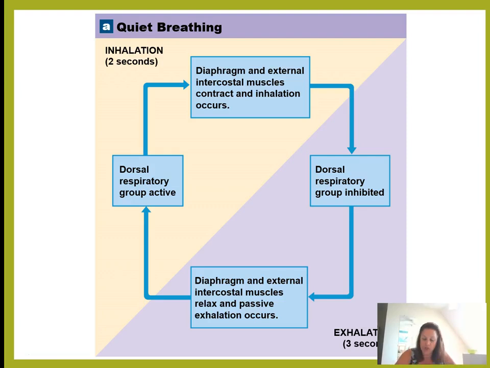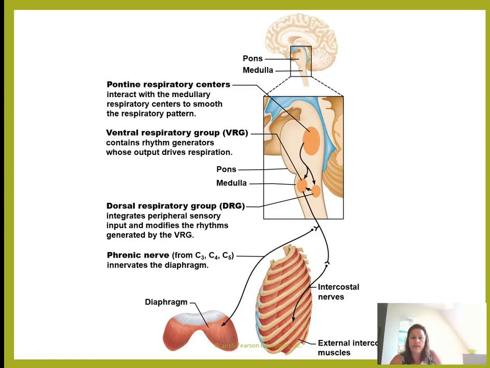So we're going to talk about the two areas in the medulla called the ventral respiratory group, VRG, and the dorsal respiratory group, the DRG, and then something called the pontine respiratory center. So what do they each do? The ventral respiratory group here is going to be the rhythm generator, right? That's going to be the one that controls the contraction of the diaphragm and the intercostals. So there's a rhythm to it, in, out, in, out.